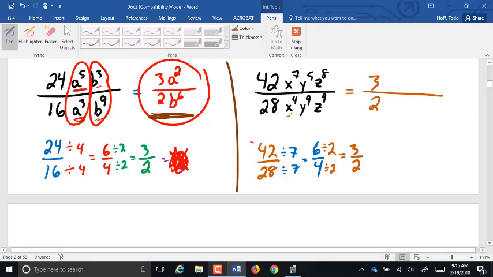X is going to go on top with a power of 3. Good. The larger power was on top. And then 7 minus 4 makes 3. Y is going to go on bottom with a power of 4. Good. The larger power was on bottom. 9 minus 5 makes 4. Z goes on bottom with a power of 1 or just Z. 9 minus 8. 9 is the bigger power. 9 minus 8 is 1. So Z to the 1 or just Z.